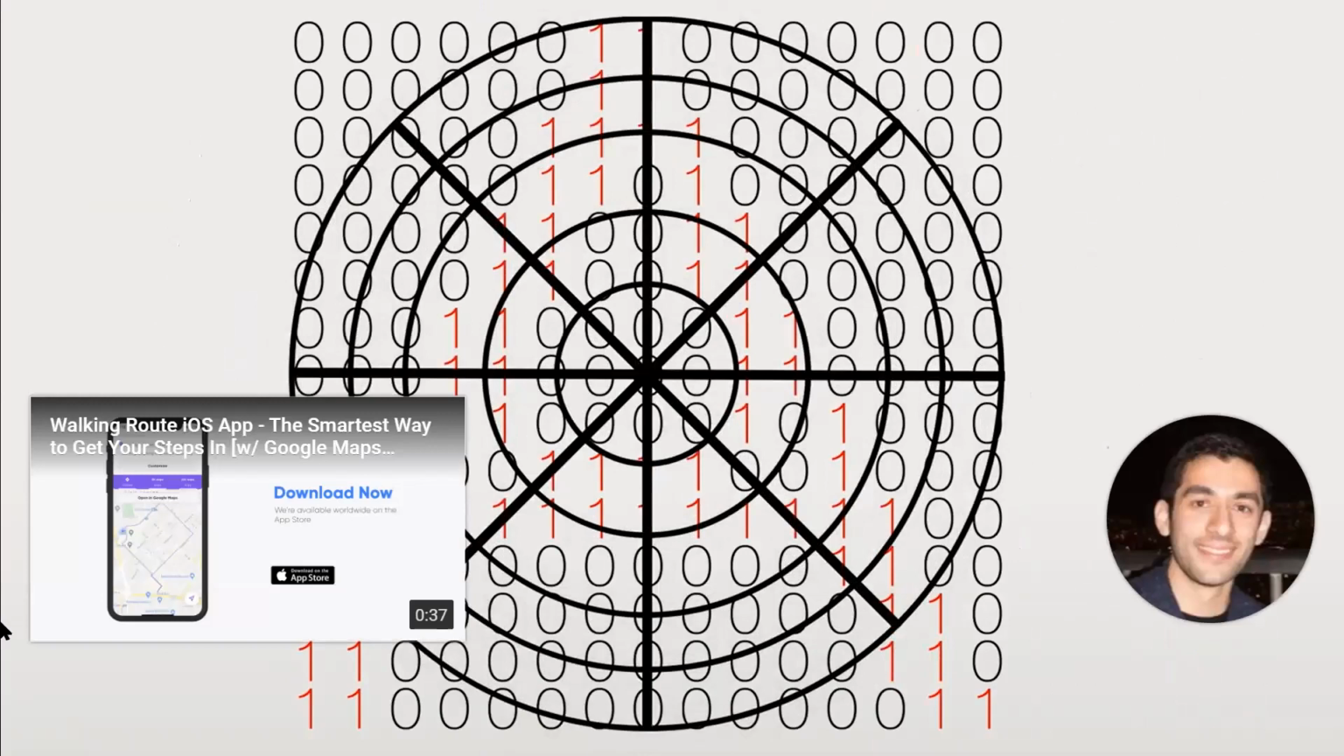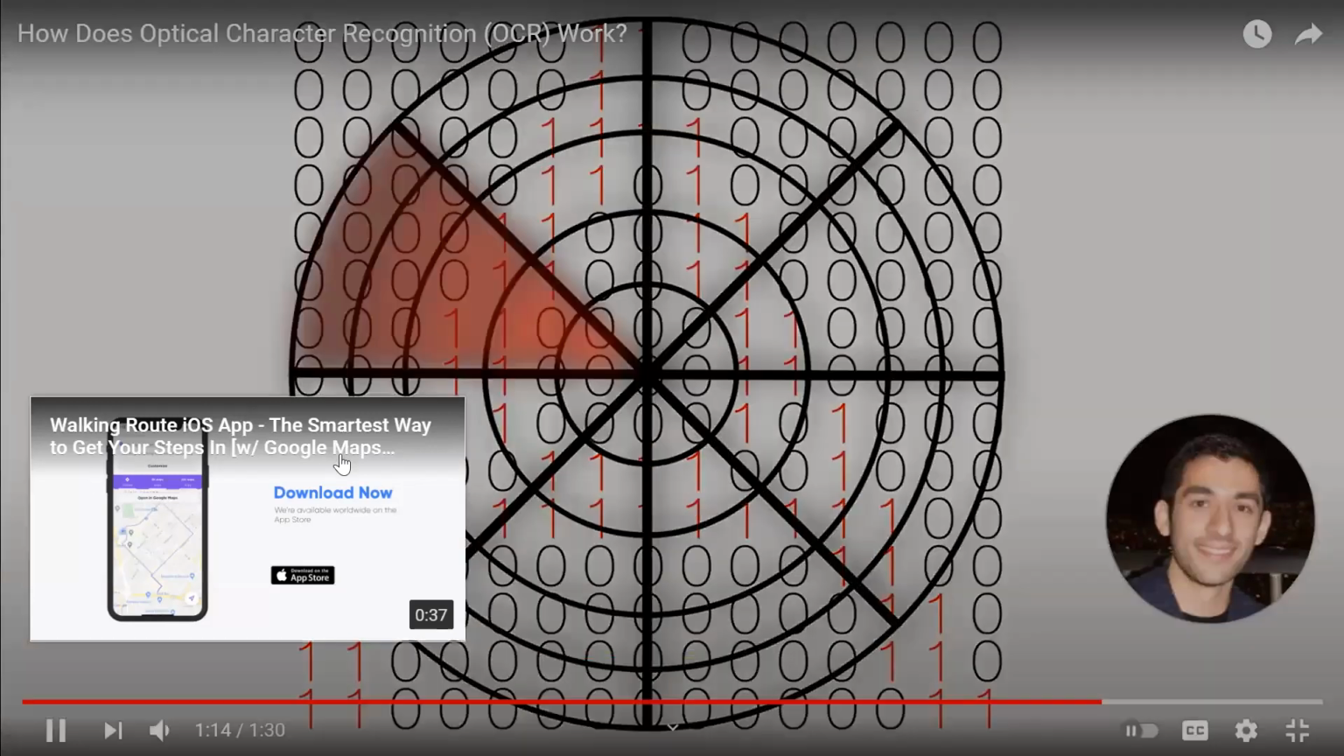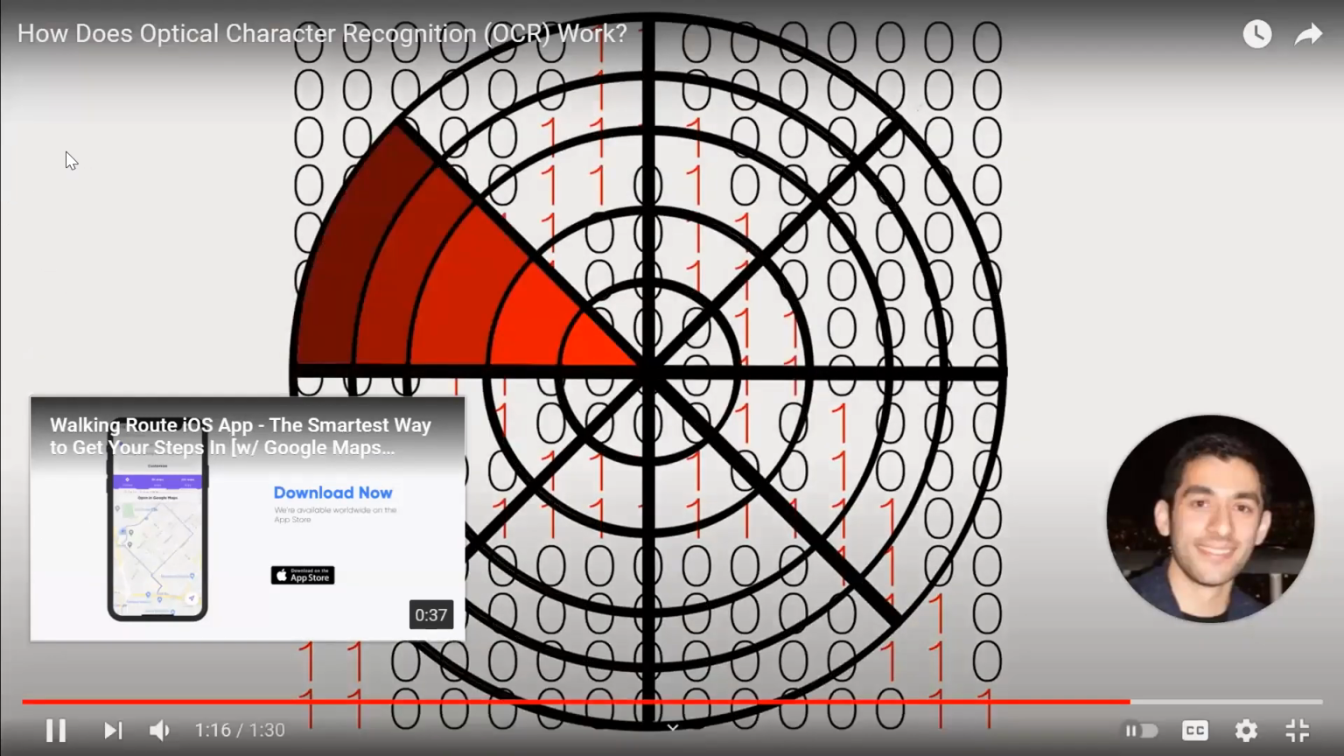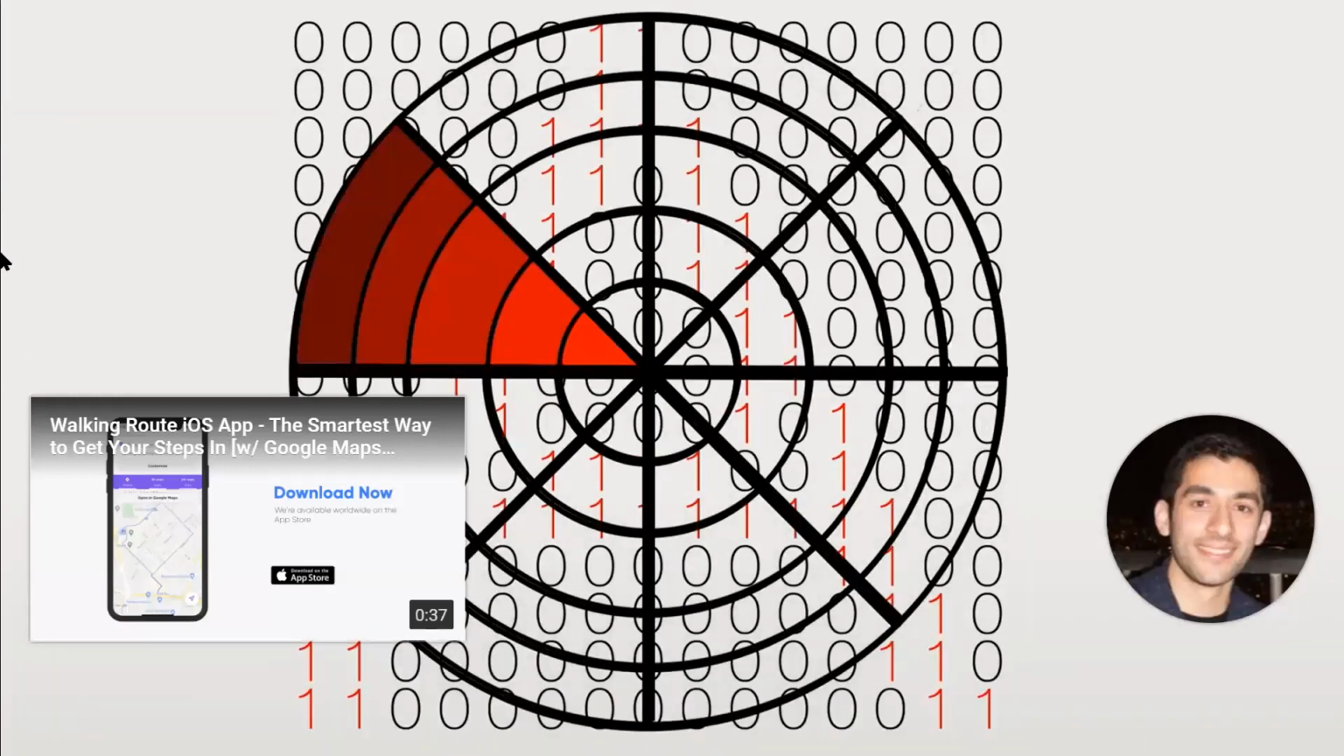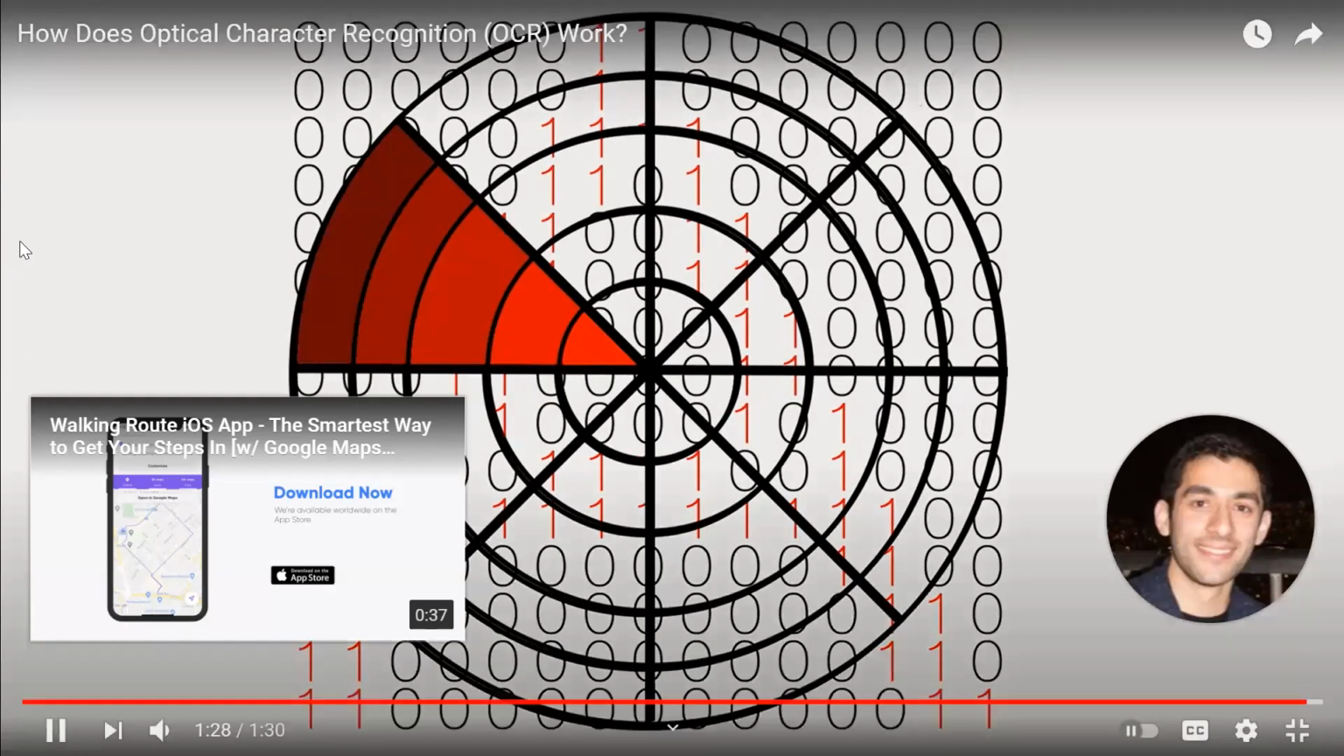At this point, the algorithm will compare every single subsection against a database of matrices representing characters with various fonts to find the character it statistically has the most in common with. Doing this for every line and every character makes it easy to bring printed media into the digital world.